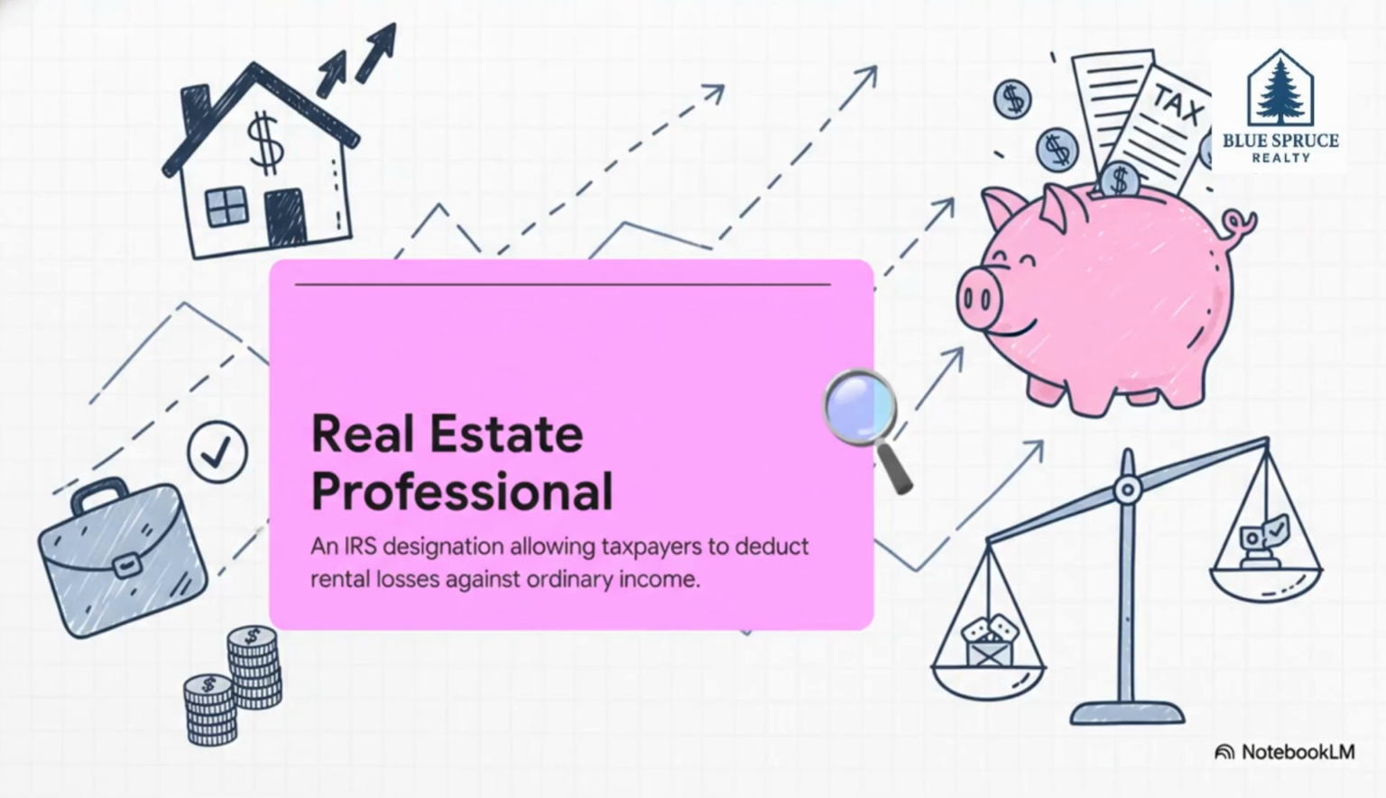So the whole point is this. REP status is an official recategorization. It's you telling the IRS, hey, listen, real estate isn't just some passive hobby for me. It's a serious, significant part of what I do. And by proving that, you get to play by a whole different set of rules.